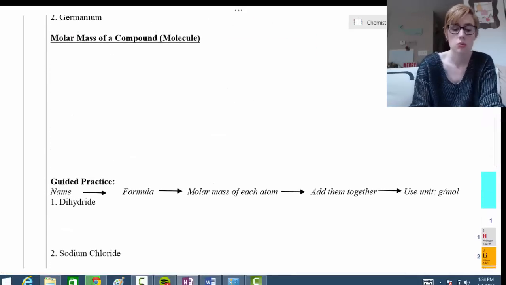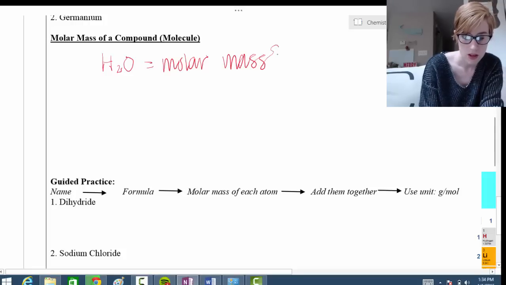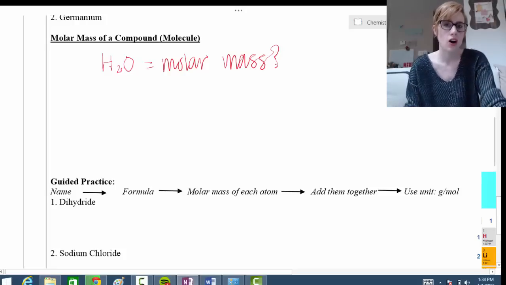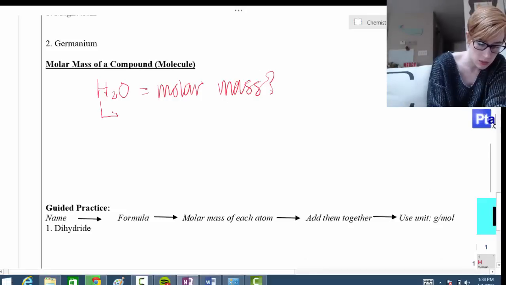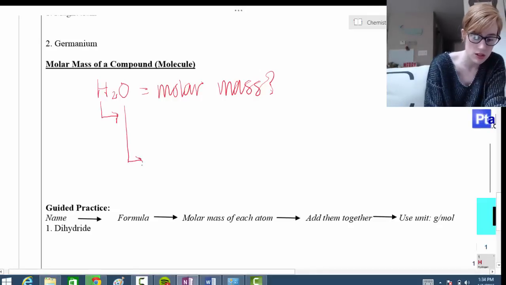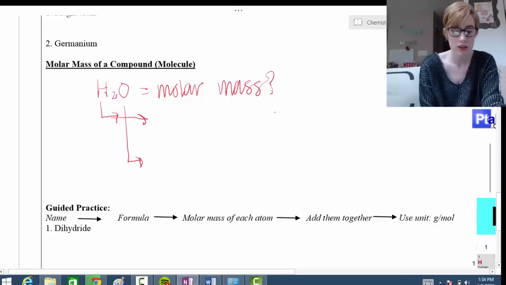The last thing we're going to learn is how to find the molar mass of a compound or a molecule, which is a little bit more difficult. If I gave you a compound or a molecule like H2O and I wanted to know its molar mass, well, H2O is not on the periodic table with a number underneath it, but hydrogen is on the periodic table and so is oxygen. So I'm just going to do them separately and then add them together.